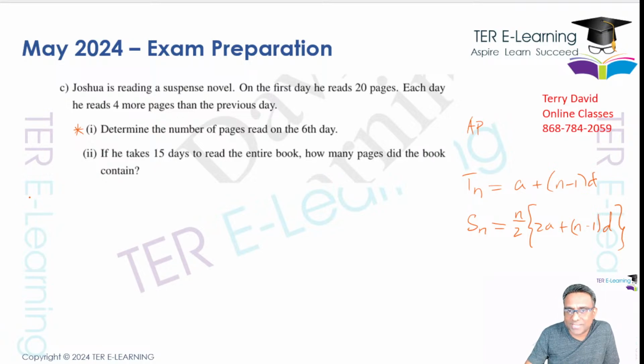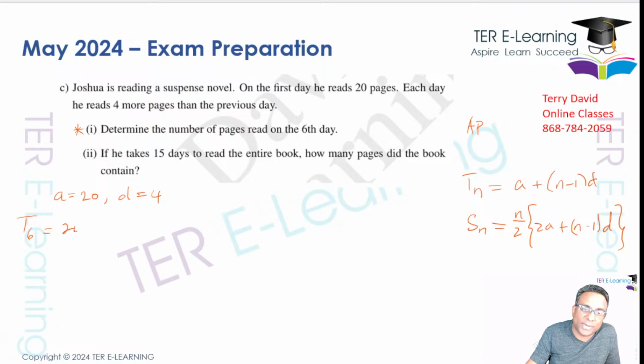Now in this case, on the first day he reads 20 pages. So that means a is 20. And if the number of pages read increases by 4, it means that the common difference is positive 4. We want to work out how many pages he read on the 6th day, so you want to work out T6. That is going to be a plus n minus 1 d.